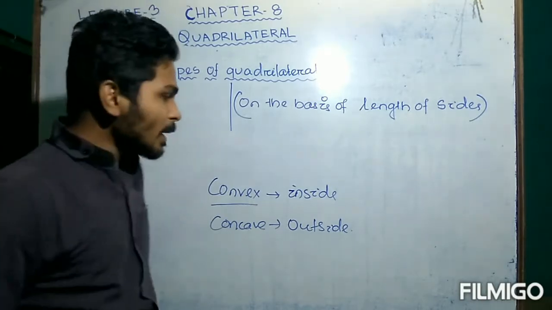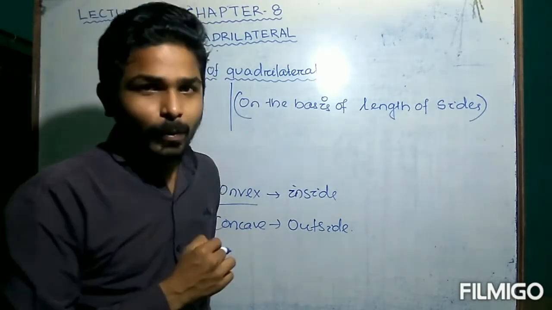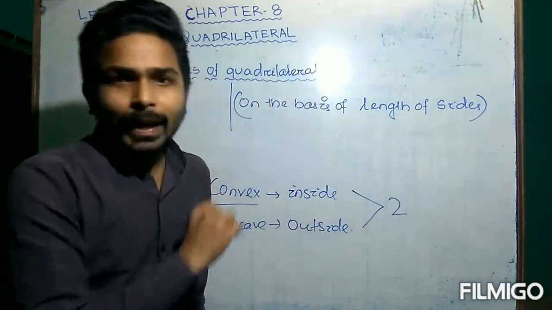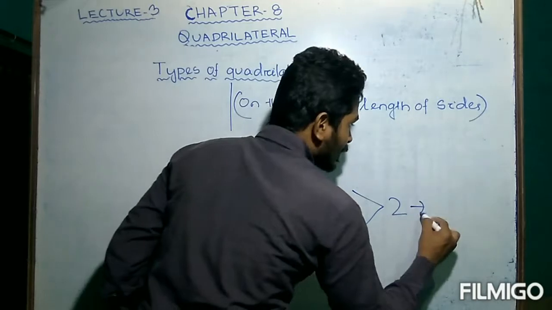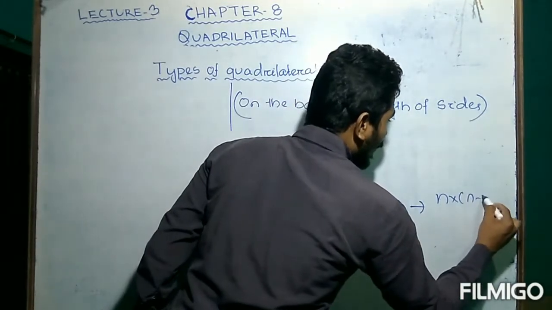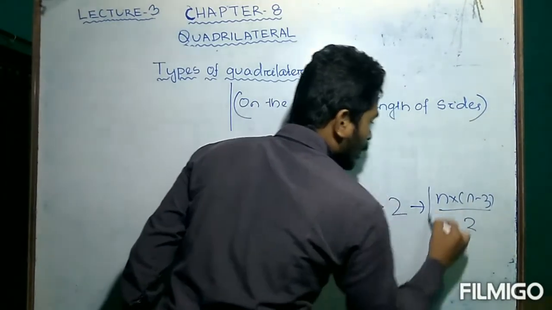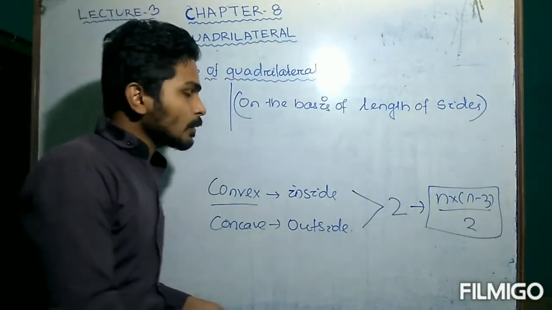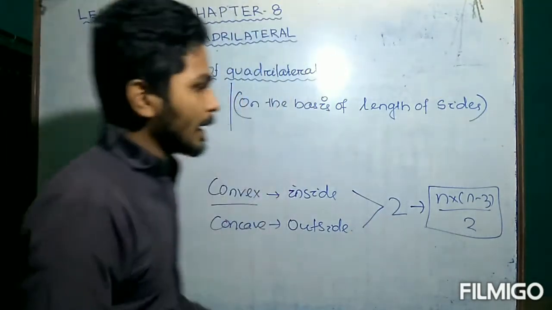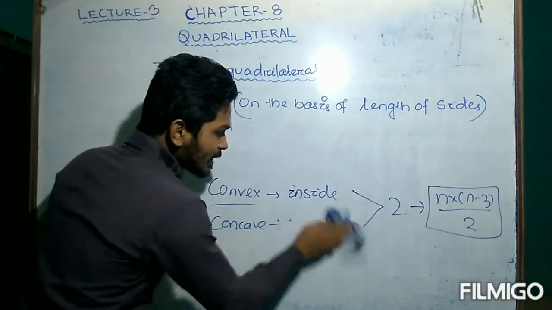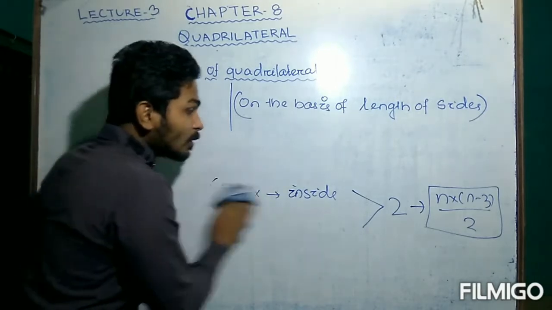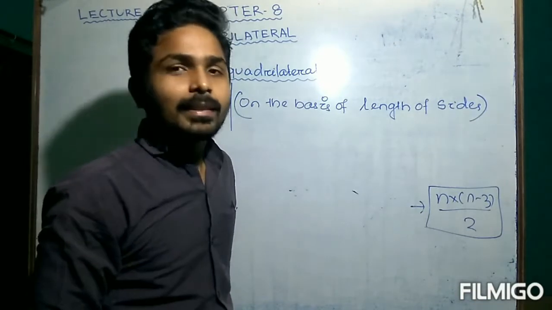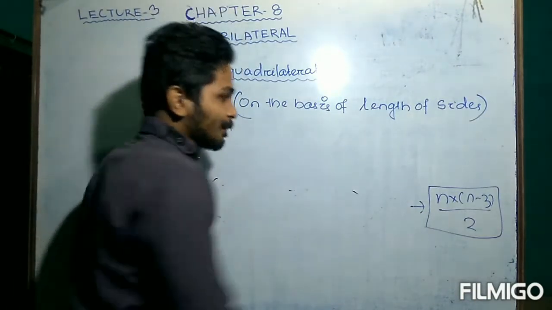Now we have also discussed about the concept, the number of diagonals of a quadrilateral. In a quadrilateral, at most we can draw two diagonals, and a formula also there, n into n minus 3 by 2. This formula exists for any type of polygon, okay, where n is number of sides. And now in this lecture we are going to discuss about same types of quadrilateral, but on the basis of the length of their sides.